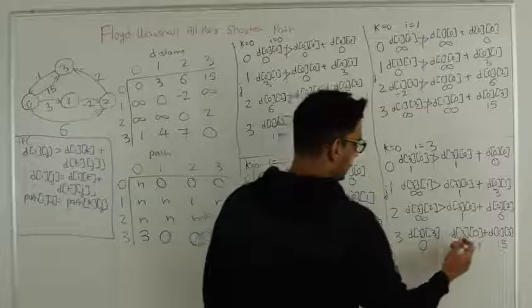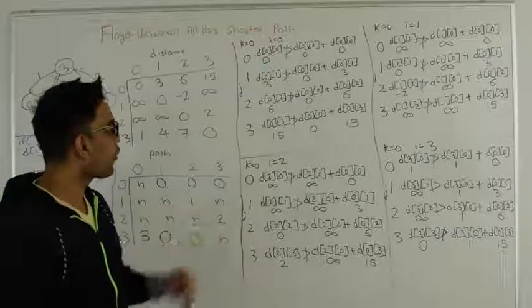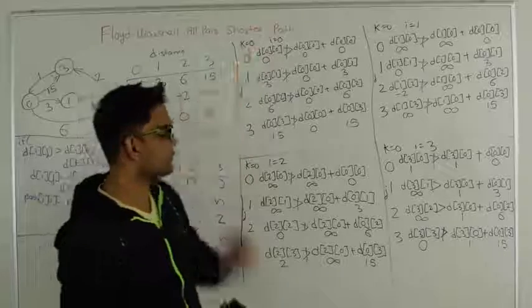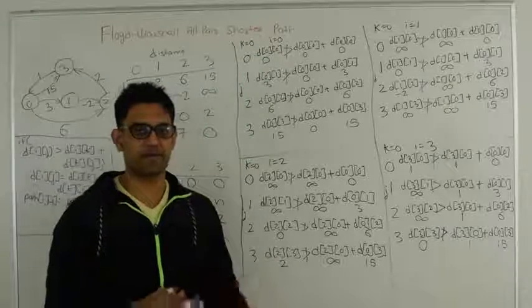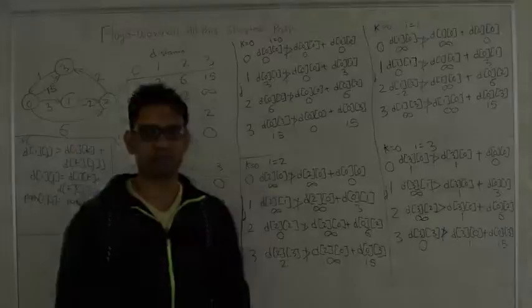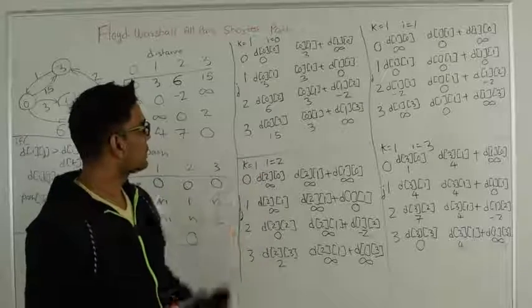Finally, is 0 greater than 1 plus 15? No, so this is not true. So this is all the iterations for k equal to 0. Next, we are going to increment our k to 1 and see if we can find a better path going via vertex 1. So now our k is 1 and I've updated all the values accordingly.